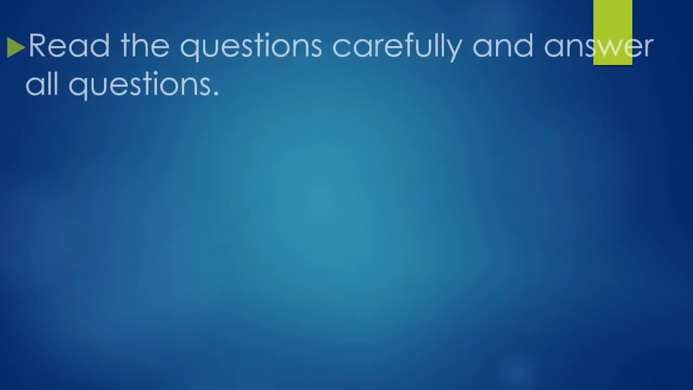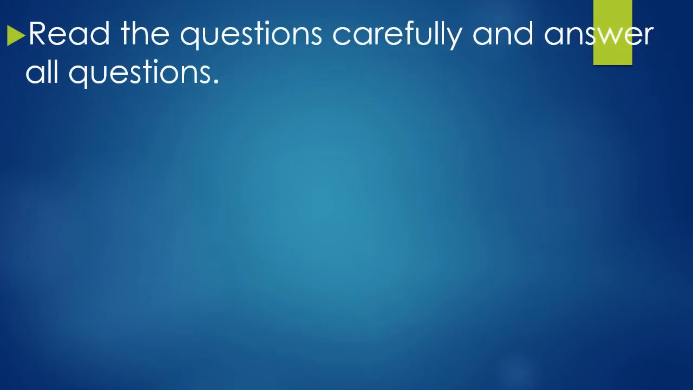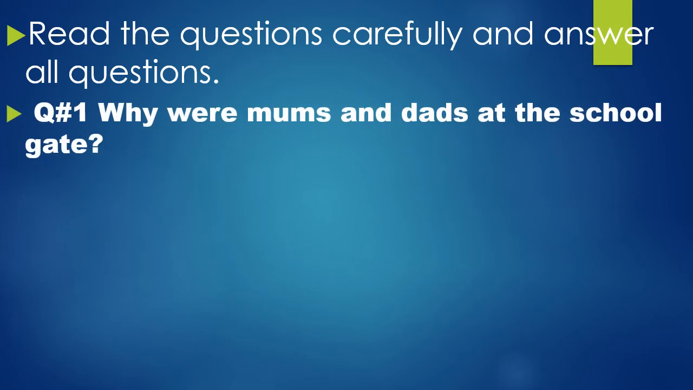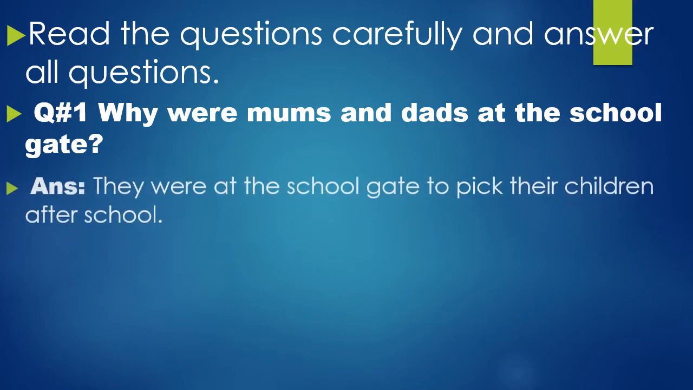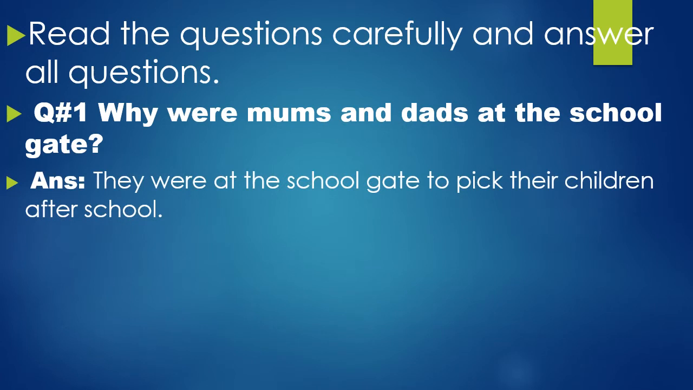Students, let's do the question answers that are mentioned in your book. I'll read the question for you. Read the questions carefully and answer all questions. Question number 1 is, that is in your book, why were mums and dads at the school gate? The answer for this question is, they were at the school gate to pick their children after school.